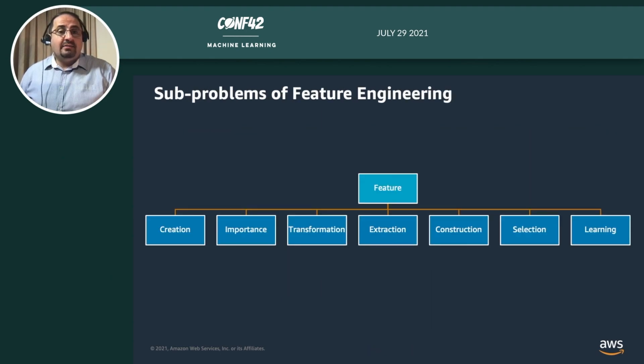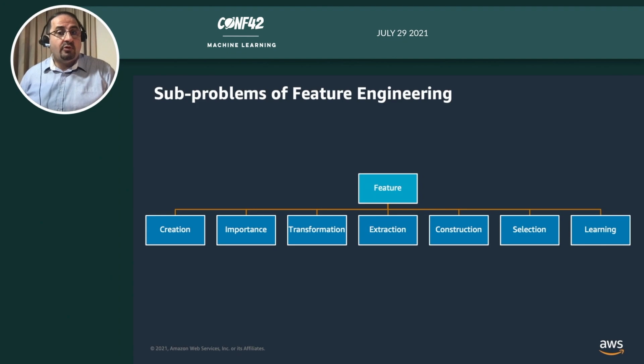This slide lists the following sub-problems, and they are as well known as subdomains or sub-problems of feature engineering processes. I will go through some of them, just giving examples. Starting by feature creation. Feature creation identifies the features in the dataset that are relevant to the problem at hand.